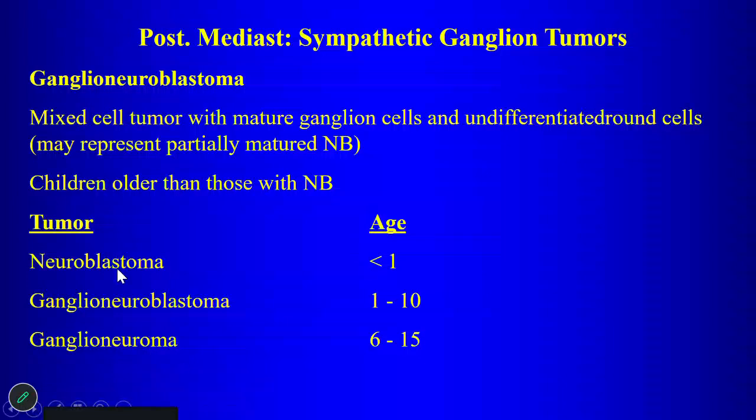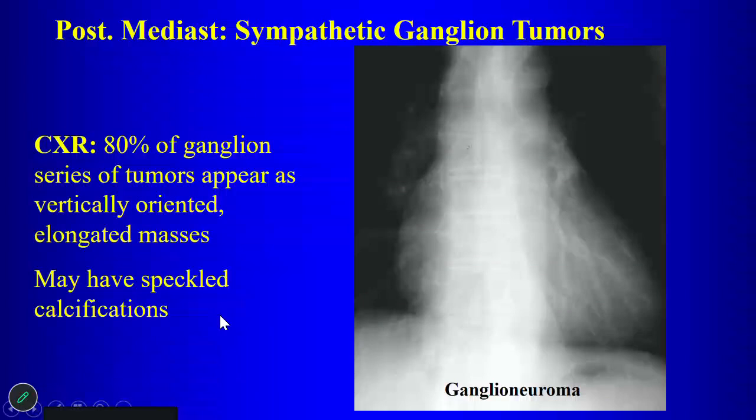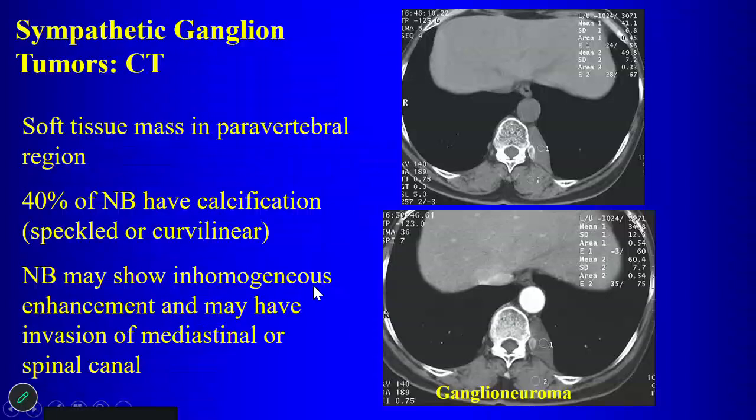So in the very young age, you have neuroblastomas. Somewhat older, here in the teenage years, you can have ganglioneuromas. In between, you can have ganglioneuroblastomas. But with the long axis parallel to the spine, you think of ganglion series of tumors. Right? So these also can give you posterior mediastinal masses, as we see there. Might have calcification.